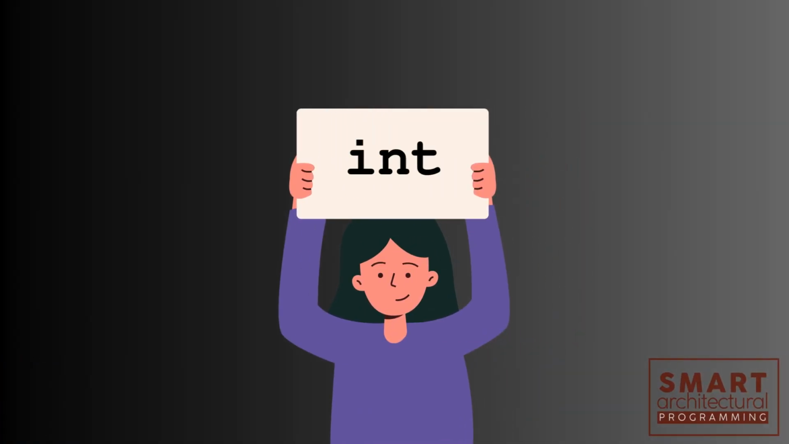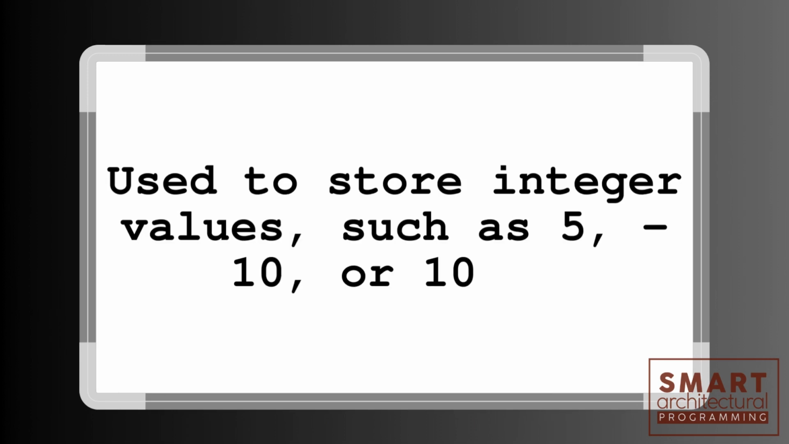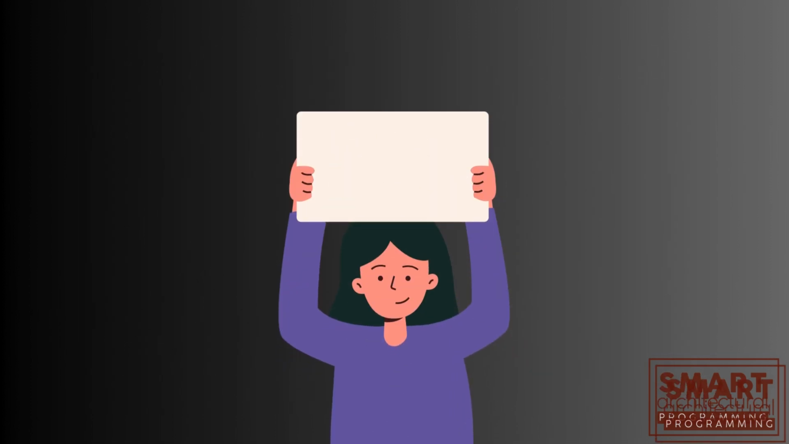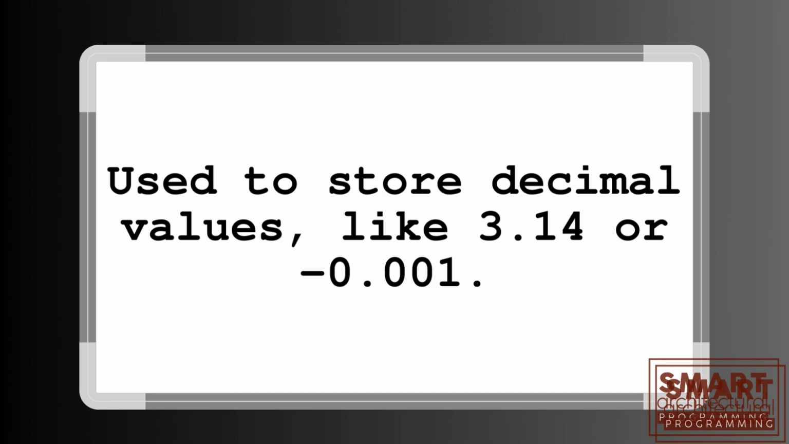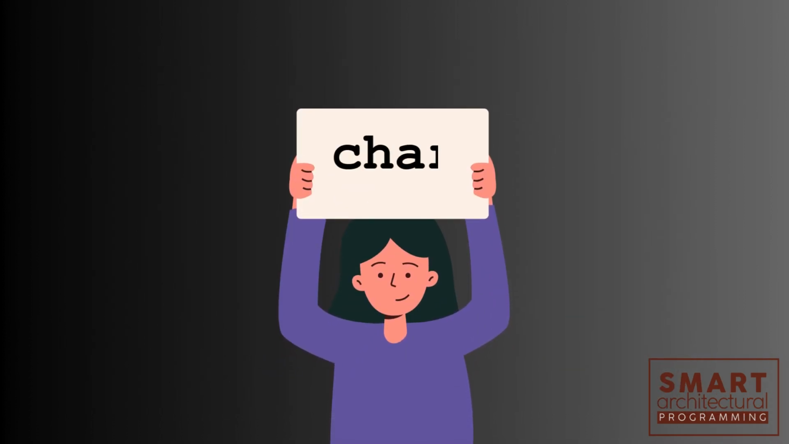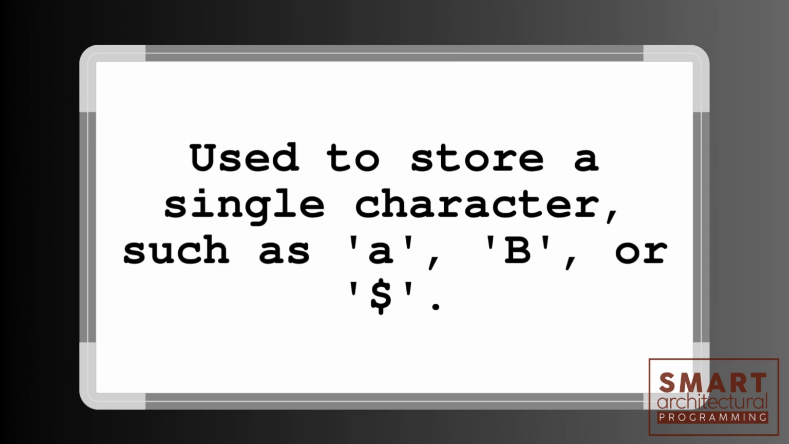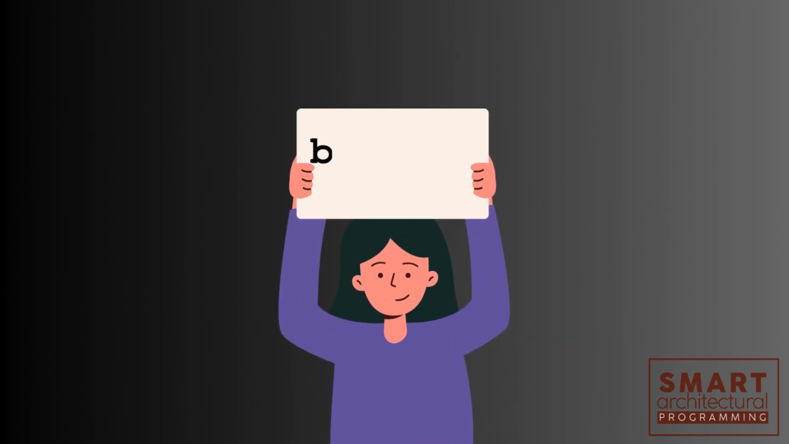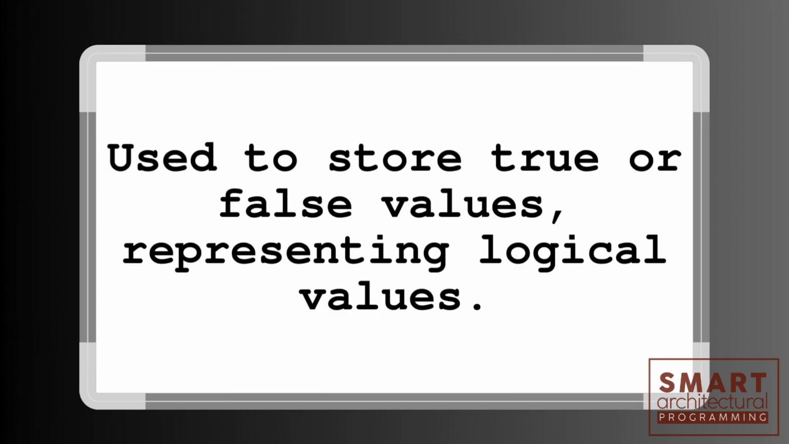1. int, used to store integer values, such as 5, -10, or 1000. 2. double, used to store decimal values, like 3.14 or -0.001. 3. char, used to store a single character, such as A, B, or $. 4. boolean, used to store true or false values, representing logical values.